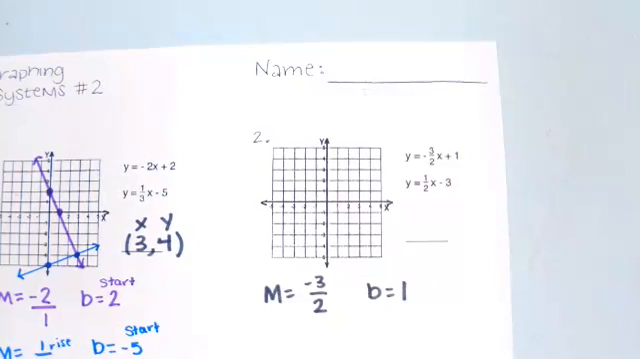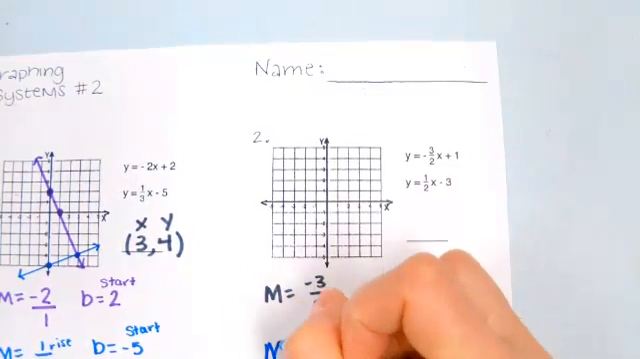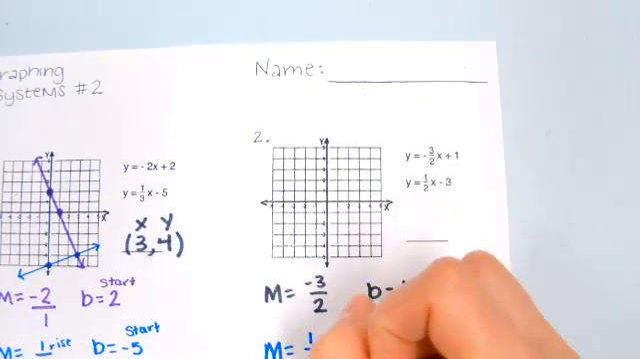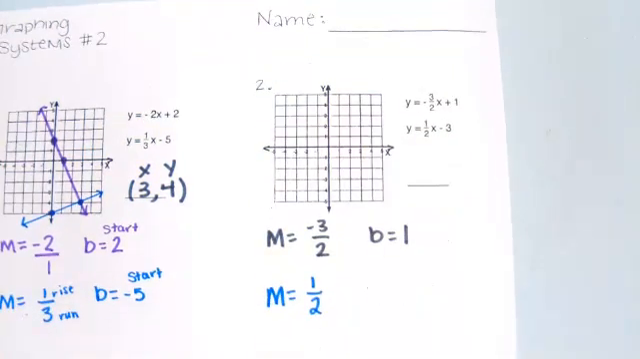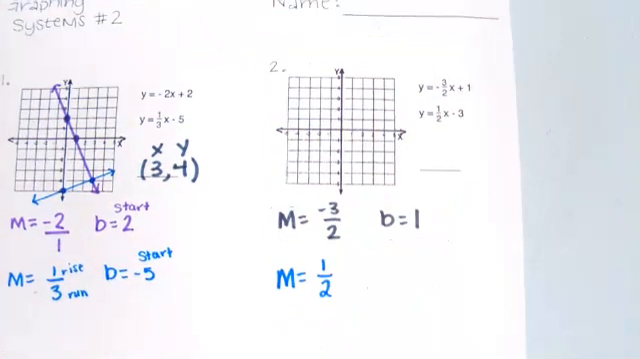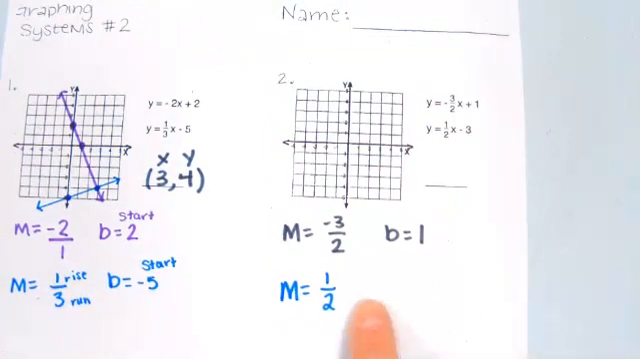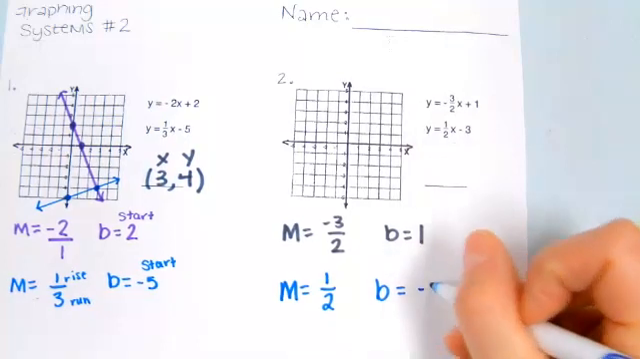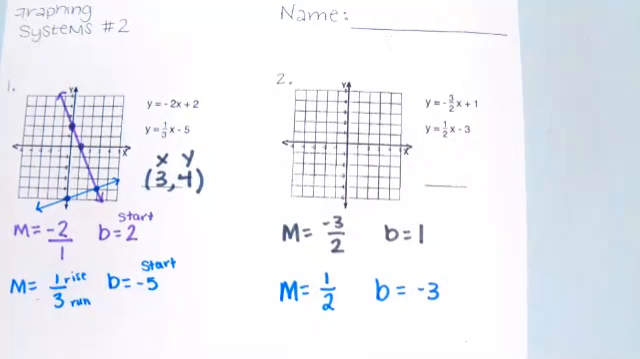Okay? And then I'll do the other one to get you started as well. You're going to have to put this one on the graph though. What is our slope in the second one? Take a look. The number next to x is 1 over 2. That's our slope. Oops, sorry. Probably can't see that. And my y-intercept is negative 3. So you try that one.